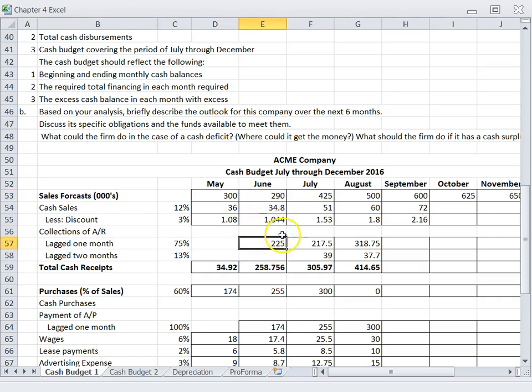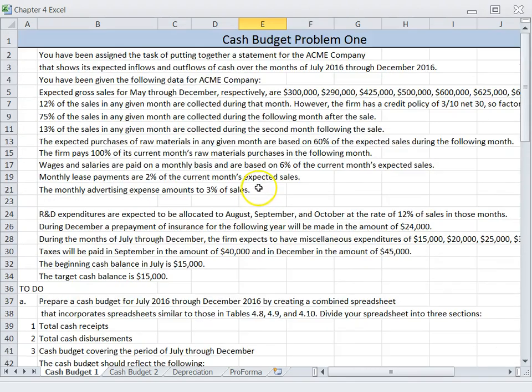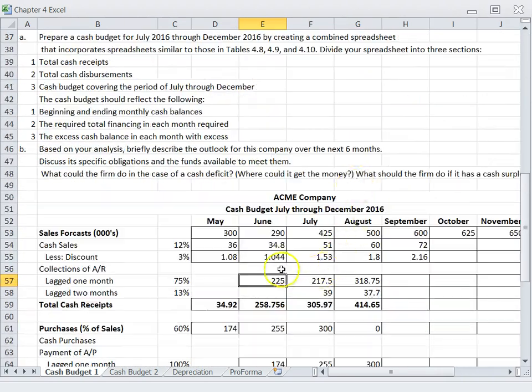All right, so let's go back up. And 13% of any given sales are collected the second month after the sale. All right, so this would be the second month. Second month lag is 13%. So again, remember this 39 number. I'm going to take my sales and multiply it by 13%, and I get that 39. Just going to put my absolutes in to lock down that cell.